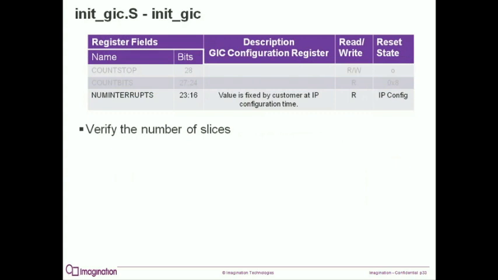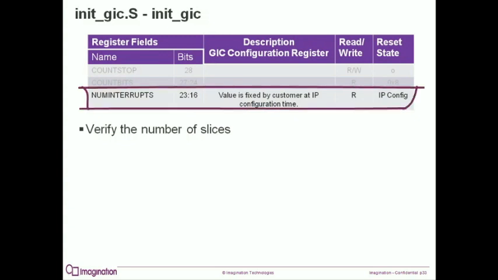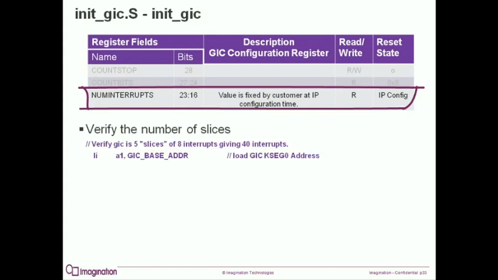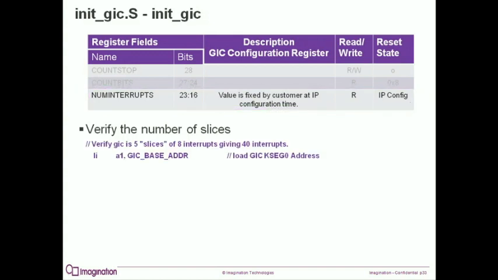The code will use the GIC configuration register to confirm how many external interrupt sources we have. To do this, the code will read the register and isolate the num interrupts field, bits 16 through 23. Interrupt sources are configured in the core in groups of 8. This field tells us how many groups of 8 minus 1 the core has.